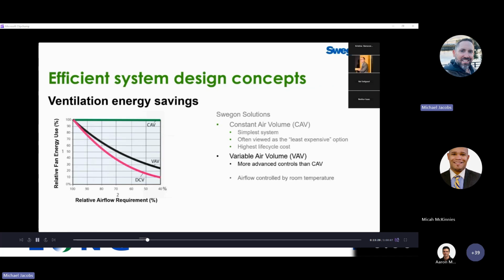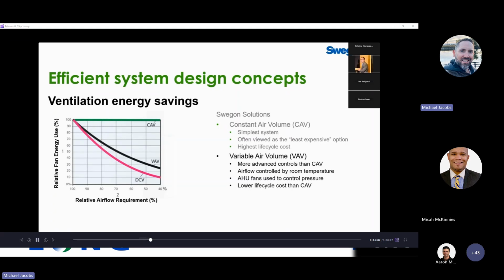Next up, we have variable air volume, very common in North America, less common in Europe. It is the ability of our ventilation system to be controlled by room temperature. As the room temperature departs from set point, we can add more cool air to cool off the room to meet the thermostat need. VAV systems typically will use pressure control. And in our experience outside of Swegon, we see that pressure control is often oversimplified. We'll talk about that today.